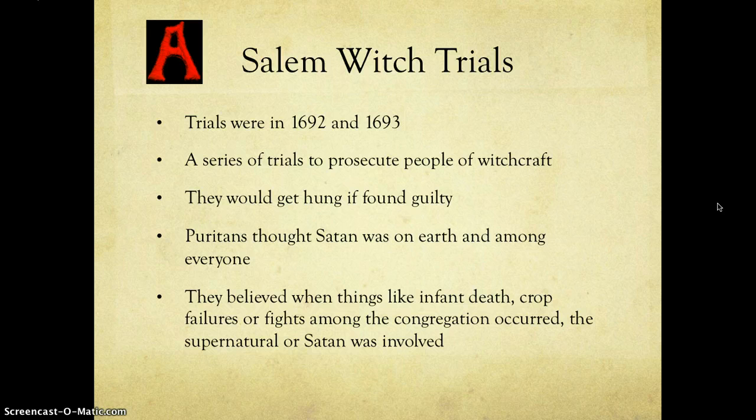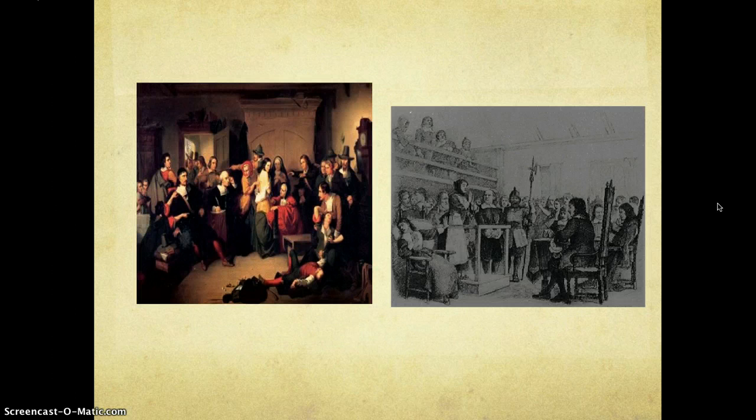The Puritans decided to kill people they thought were witches because they thought Satan was on earth among everyone in these witches. They believed when things like infant death, crop failures, and fights among the congregation occurred, the supernatural or Satan was involved. Now look at these two pictures. These two pictures are from the Salem witch trials. Look at the detail within the picture, the women, and what's going on. By looking at these two pictures, you can tell how the Salem witch trials actually looked.